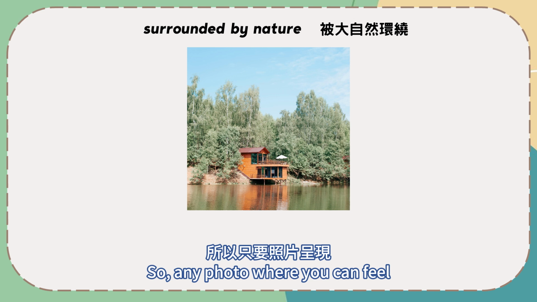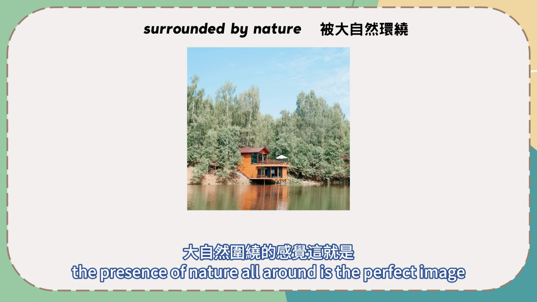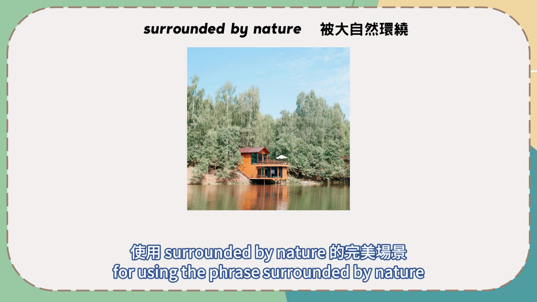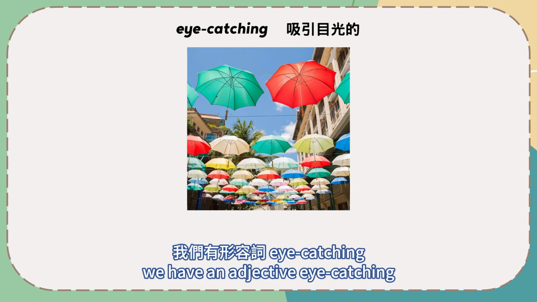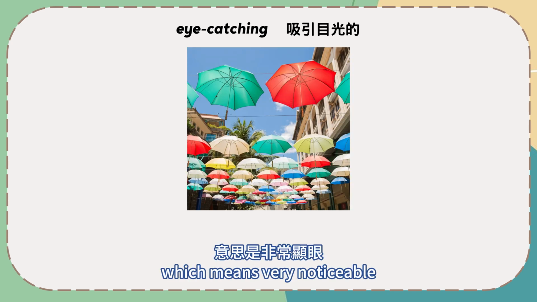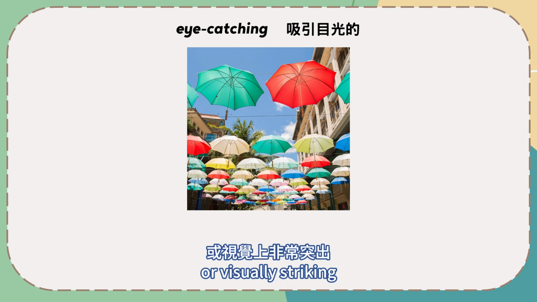So any photo where you can feel the presence of nature all around is the perfect image for using the phrase surrounded by nature. The cozy wooden house is surrounded by nature with tall green trees and calm water all around. Next, we have an adjective, eye-catching, which means very noticeable, attractive, or visually striking.